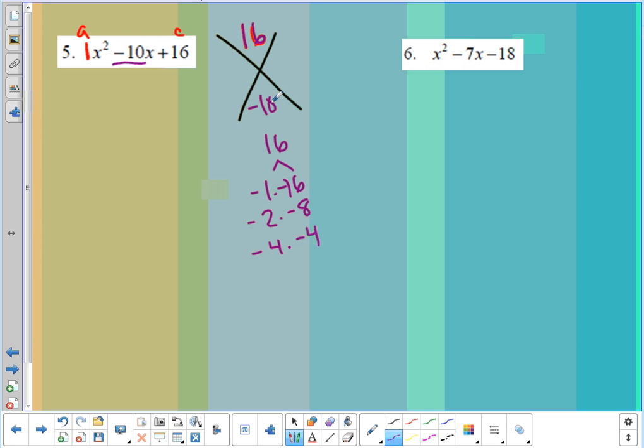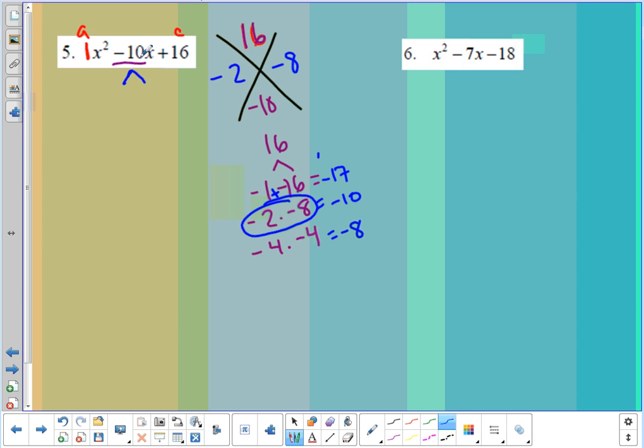So I'm sorry, not a negative 10 product. I want a negative 10 sum, but I want a positive 16 product, which means if you want a positive product, they better be the same sign. So negative 1 times negative 16, if I add those together, gives me negative 17. If I add negative 2 and negative 8, that gives me negative 10. Well, that one looks like it could be my winner. If I add negative 4 and negative 4, that gives me negative 8. So my option here is negative 2 and negative 8. Negative 2 times negative 8 is positive 16. Negative 2 plus negative 8 is negative 10.